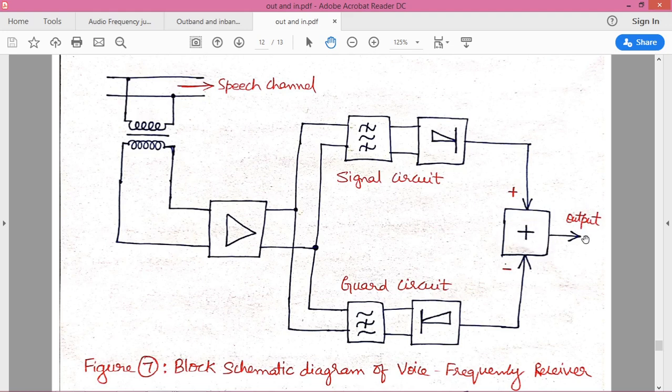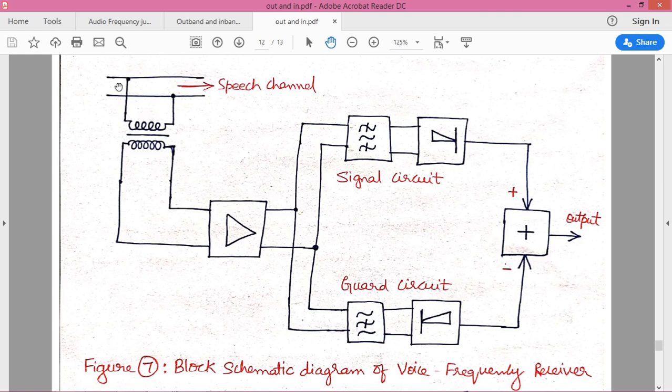It will produce some output. It need not be a DC signal, it will produce some output. If the output is produced by this comparator, then the receiver will operate. So the voice frequency receiver will understand that right now there is no control signal, and through the speech channel only voice signals, speech signals, are coming into our switching equipment.